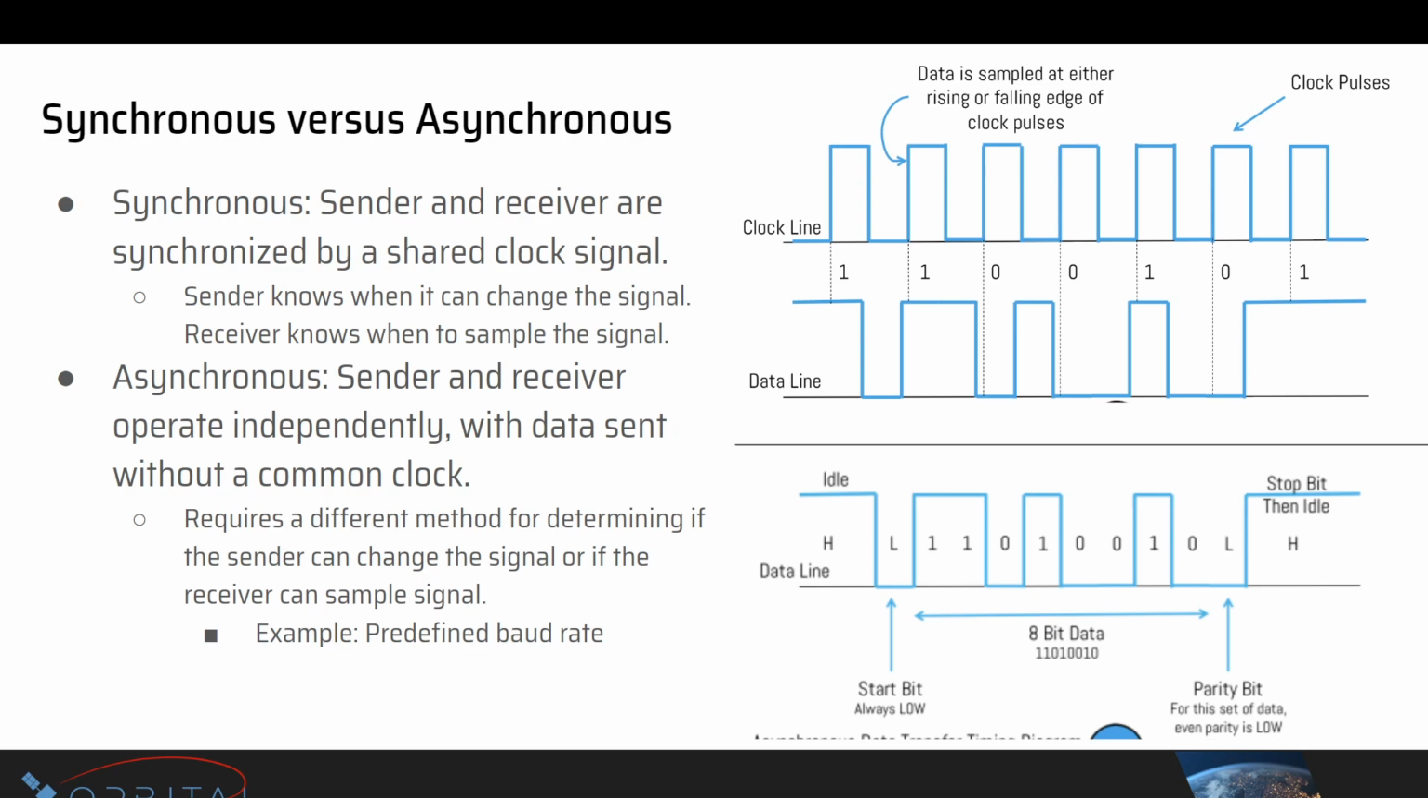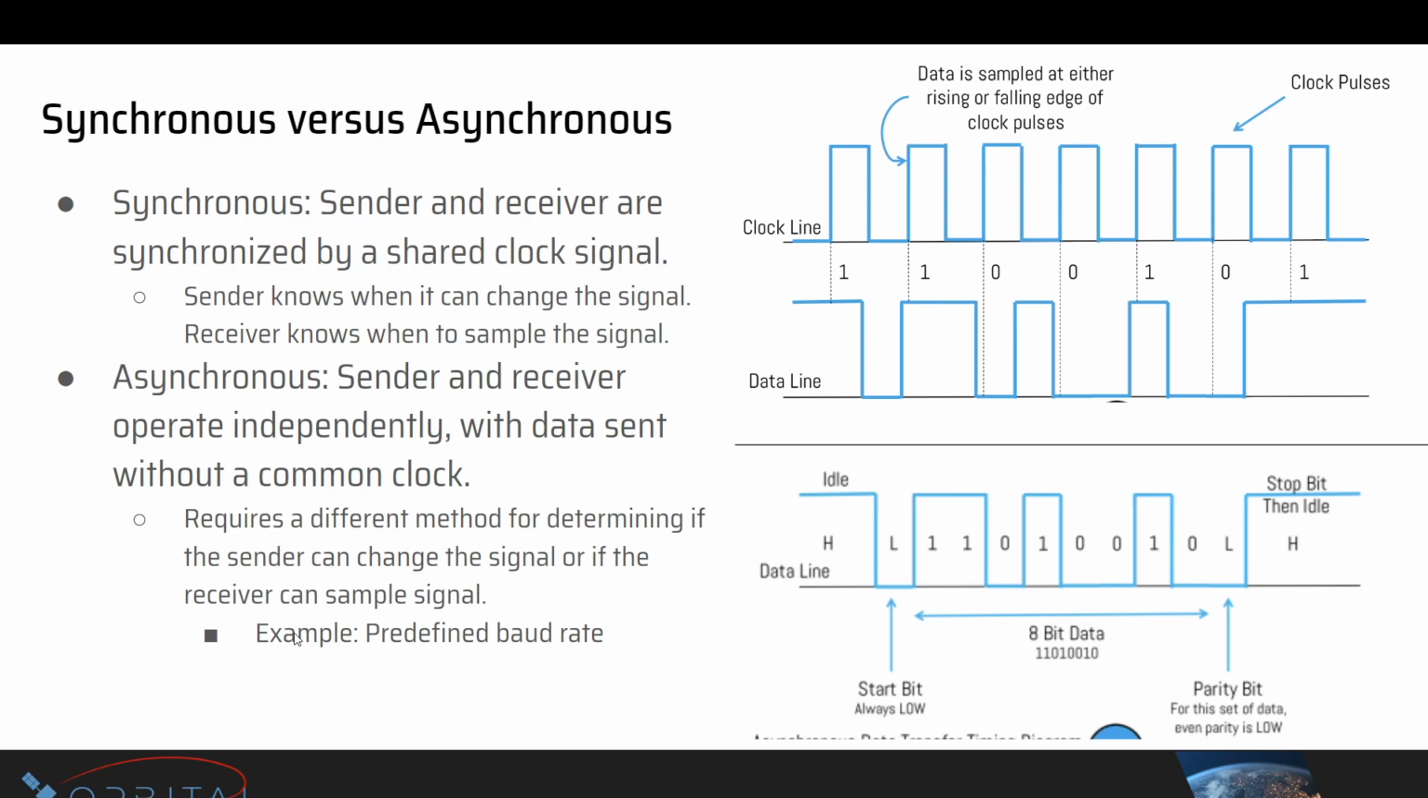Yeah, I'll get into async in a second. Okay, so with asynchronous, your sender and receiver are working independently. So you don't have data sent on a common clock. Obviously, since these are both actual devices, they'll have their internal clocks, but they don't have a wire connecting them that has a clock on it that's telling them when to sample the signal and when to change the data. So you need some other way to determine if the sender can change the signal or if the receiver should sample the signal.